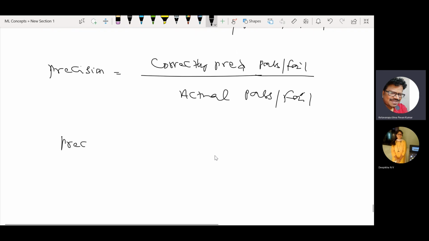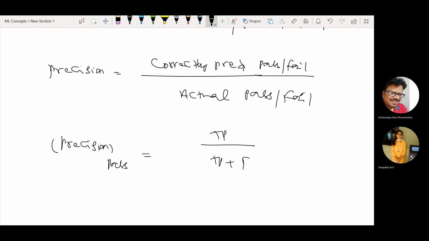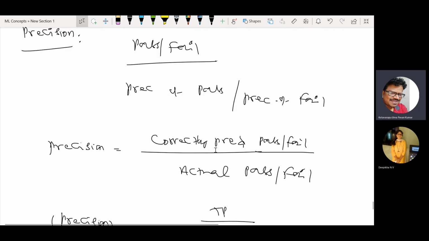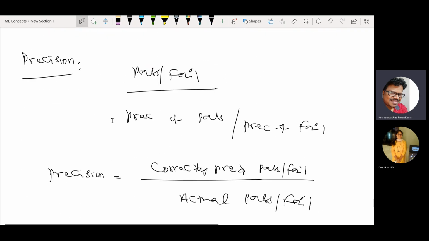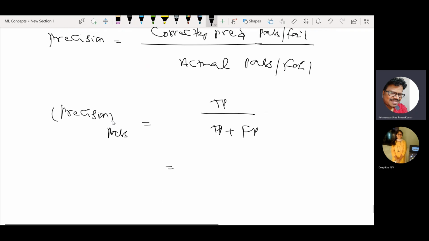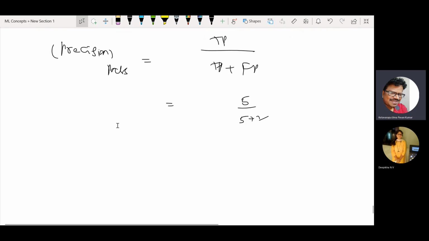So now if I am taking precision of pass, which is nothing but the formula, guys, true positive by true positive plus false positive. Here we have taken the example, 5, 2, 1, 2. Now let me compute that. True positive: 5 by 5 plus 2. Out of 7, five times we were able to get the correct answers. I mean, out of seven, five are true.